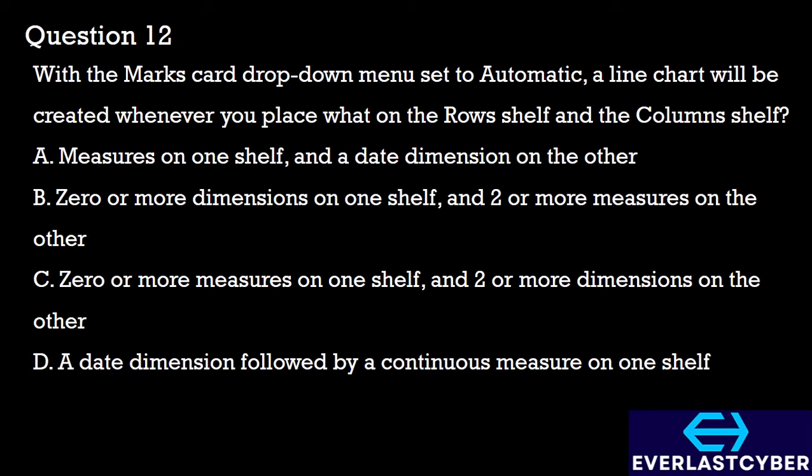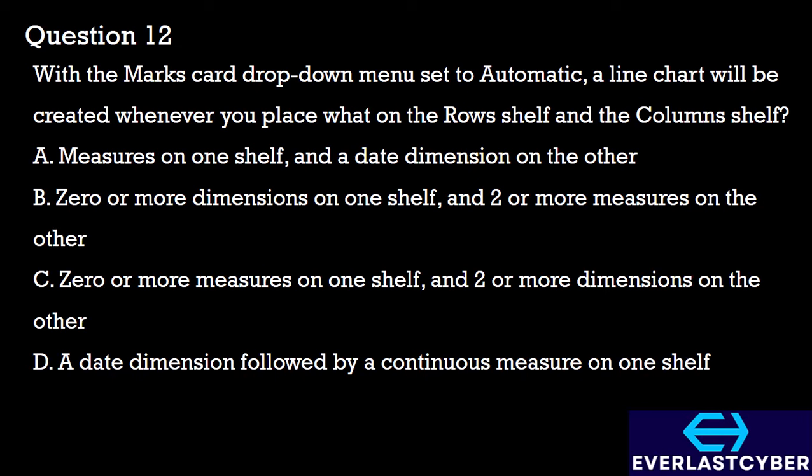Question 12. With the marks card drop-down menu set to automatic, a line chart will be created whenever you place what on the rows shelf and the columns shelf. A. Measures on one shelf and a date dimension on the other. B. 0 or more dimensions on one shelf and 2 or more measures on the other. C. 0 or more measures on one shelf and 2 or more dimensions on the other. D. A date dimension followed by a continuous measure on one shelf.